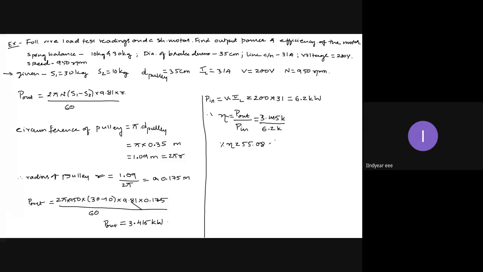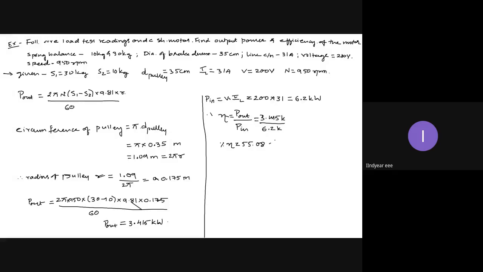This is the beauty of the load test. Directly I can get efficiency at any load condition. I don't know whether the load is full load or partial load. Only the values are given. This IL of 31 amperes may be a full load line current or a partial load line current. So at any load condition, without knowing losses, I can calculate efficiency directly. Hence, it is known as the direct method.